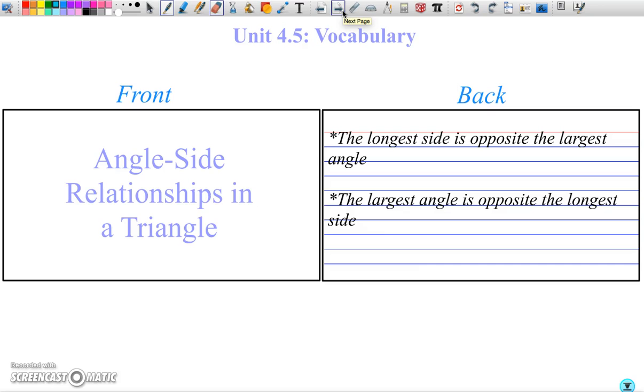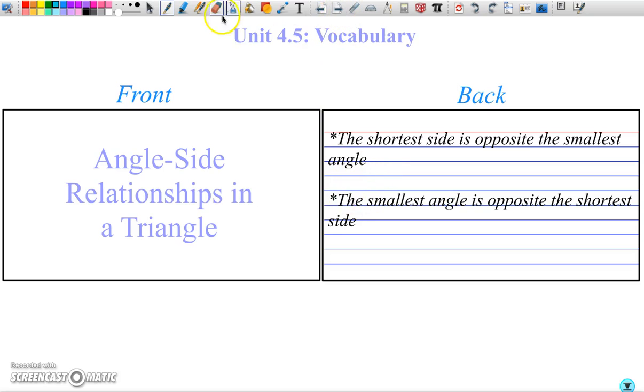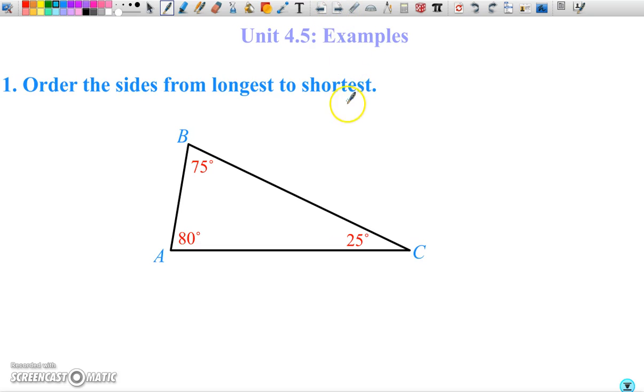So the next thing we have is that the longest side is opposite the largest angle, and then vice versa, the largest angle is opposite the longest side. So those two go hand in hand, and then we have the exact opposite, where the shortest side is opposite the smallest angle, and the smallest angle is opposite the shortest side. So we're going to work with this information and put these in order from largest to smallest, smallest to largest, compare the two, and see how these things work.